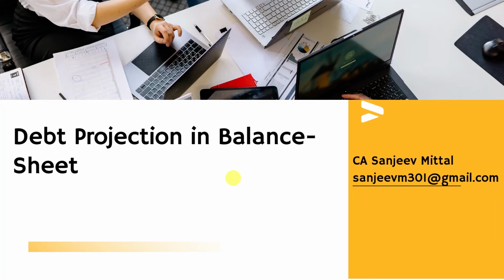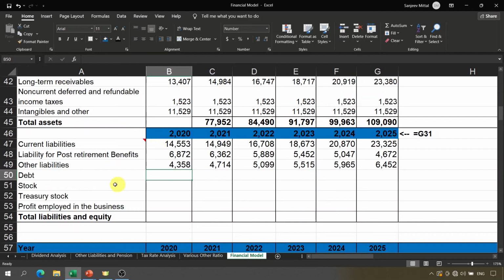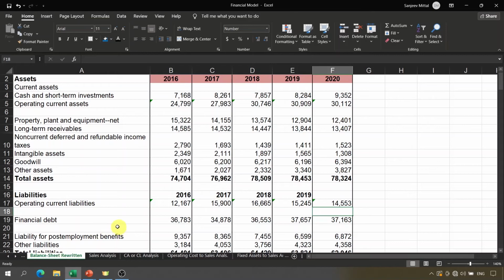Let's try to project our debt in the balance sheet. For projecting the debt, I am going to our balance sheet, and inside that, the first thing you need to understand and note is that there is no bifurcation or differentiation between the short-term debt and the long-term debt in our balance sheet for modeling purposes. So I am choosing both kinds of debt inside our balance sheet for the year 2020. If we go to the year 2020, we can go to our rewritten balance sheet, and inside that we have selected and prepared our financial debt, as you can see, which is 37,163, and we select that number.